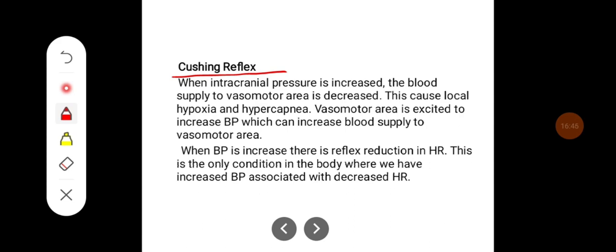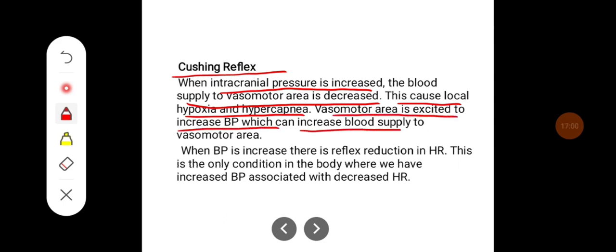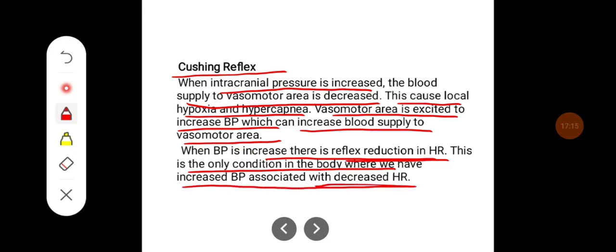Cushing's reflex. When intracranial pressure is increased, the blood supply to the vasomotor area is decreased. This causes local hypoxia and hypercapnia. The vasomotor area is excited to increase blood pressure, which can increase the blood supply to the vasomotor area. When blood pressure is increased, there is a reflex reduction in heart rate. This is the only condition in the body where we have increased blood pressure associated with decreased heart rate.